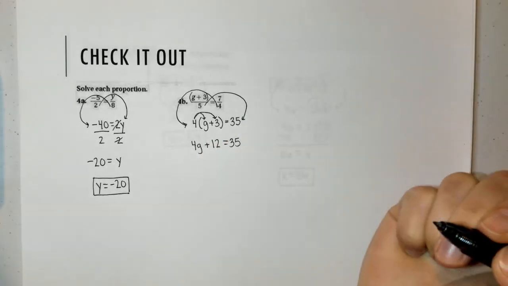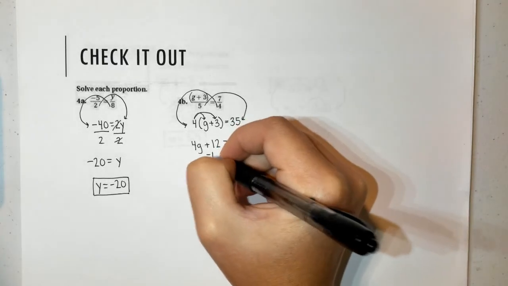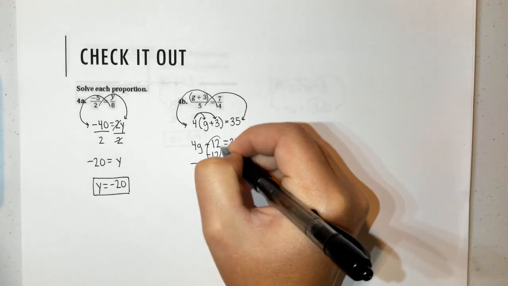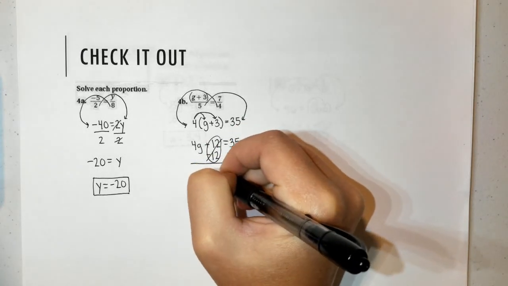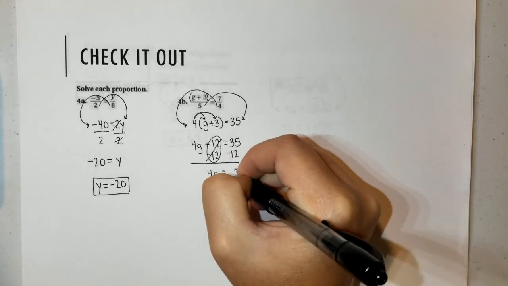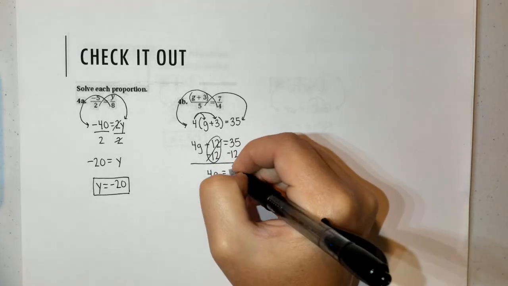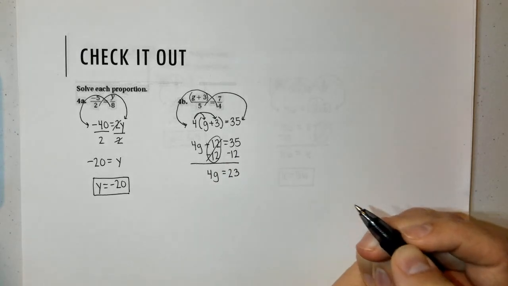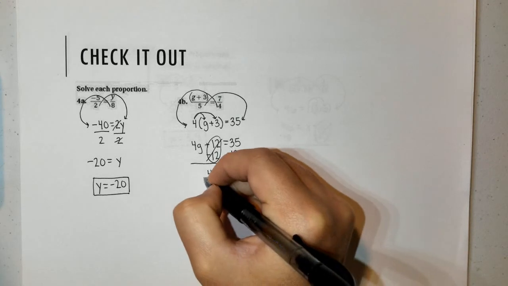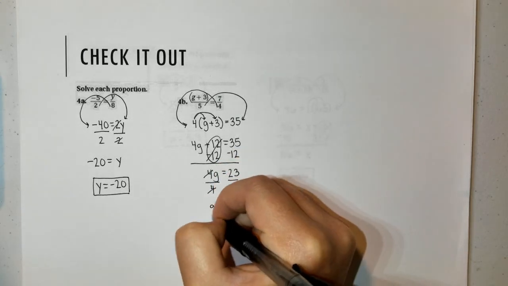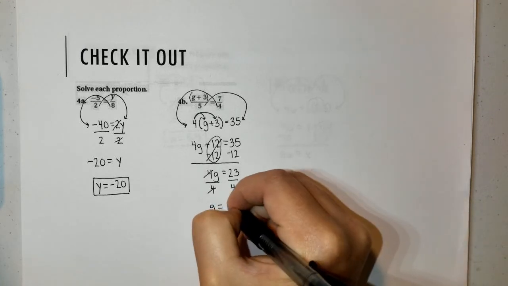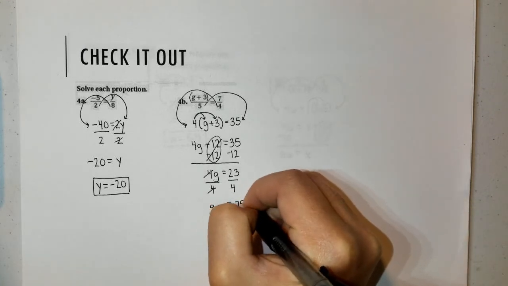And then we're going to solve this 2-step equation. So subtract 12 from both sides. 12 minus 12 gives me 0, so I'm left with 4g equals 35 minus 12, which is 23. And then I have 4 times g, so I'll divide both sides by 4. 4 divided by 4 is 1, so we're left with g. And then 23 divided by 4 gives us 5.75.